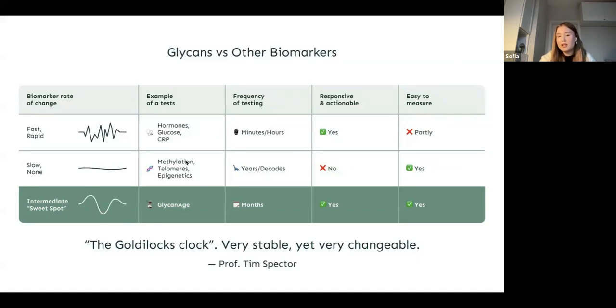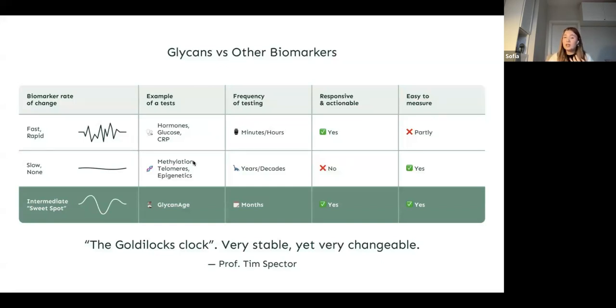On the other hand, we have methylation, we have telomeres, we have epigenetics. And these are all of the tests that are used to give you the biological age as well. But the issue here is that they change within years or even decades. And while it's maybe a good measure of how quickly or slowly we are aging, they will not be very responsive or actionable when we are talking about introducing some life changes. With GlycanAge, we are somewhere in the sweet spot. The frequency of changes in glycans is usually measured in months. So we are talking likely about 3 to 6 months.